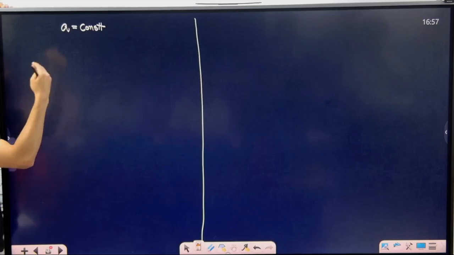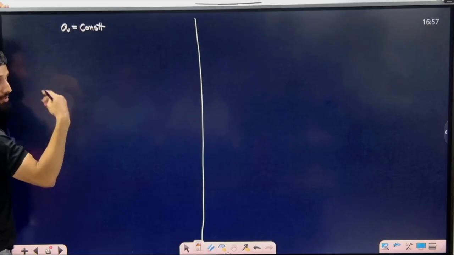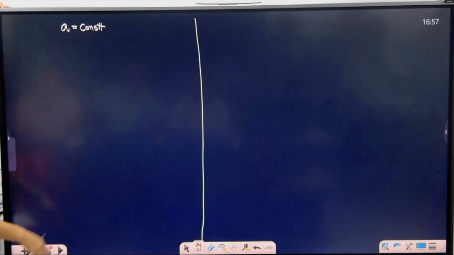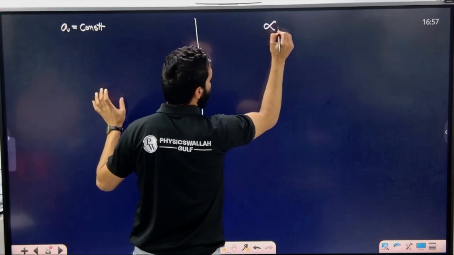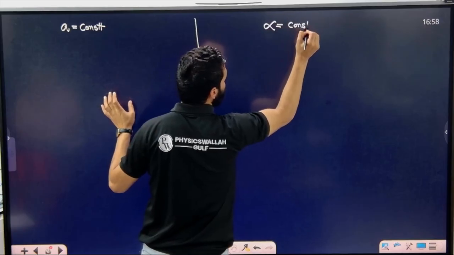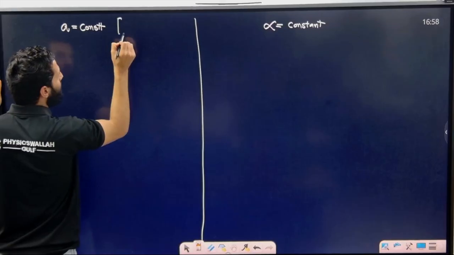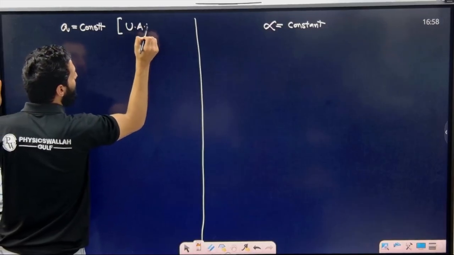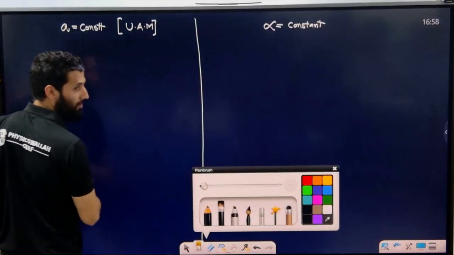If the slope is positive, acceleration is positive. If the slope is negative, acceleration is negative. It must be a straight line because the slope must be constant, because acceleration must be constant. Here alpha is constant. What do you call such motion? Uniformly accelerated motion. How many equations do we have? Three equations. We can have more also, but three is enough.